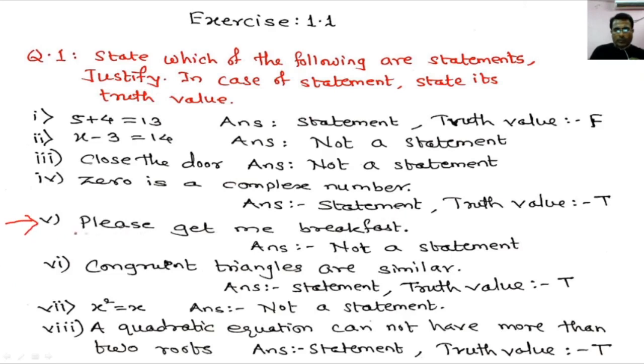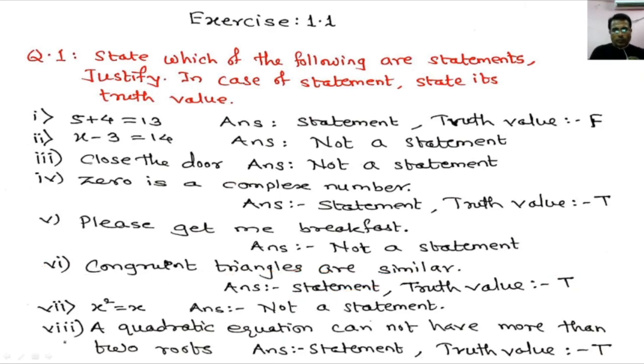Next we have to consider the fifth example, and that consists of: please get me a breakfast. We know that it is again an order or a request, that is, it is an imperative sentence, therefore it is not a statement. Next one, question number 6: congruent triangles are similar. We know the properties of congruent and similar triangles, and since it's a true statement, therefore it is a statement.